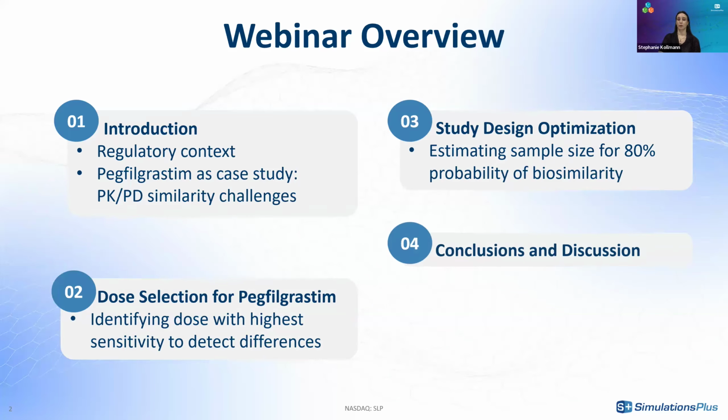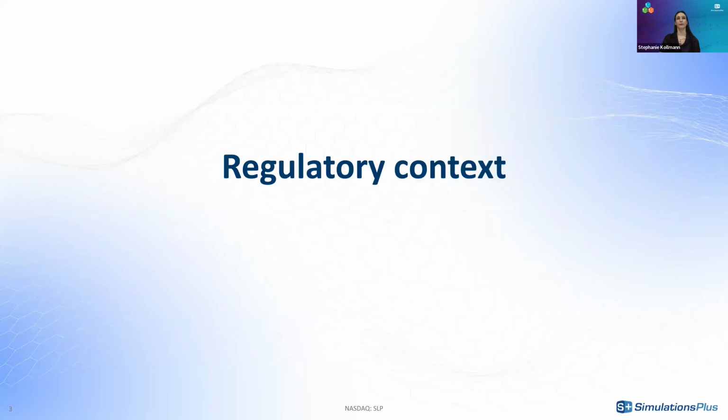We'll then move to the main conclusions and discussion, summarizing how this workflow supports efficient, scientifically robust biosimilar development. And finally, we'll close with a practical example. So let's begin by clarifying what a biosimilar actually is and how it's defined by regulators.